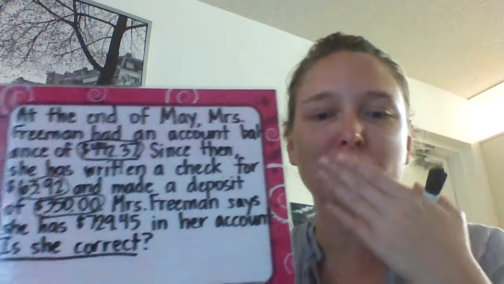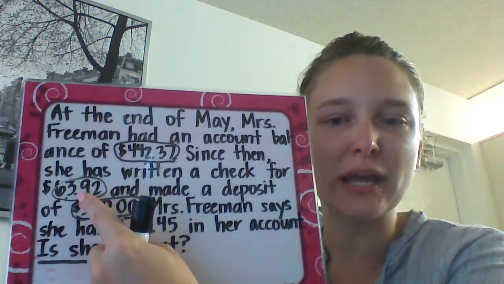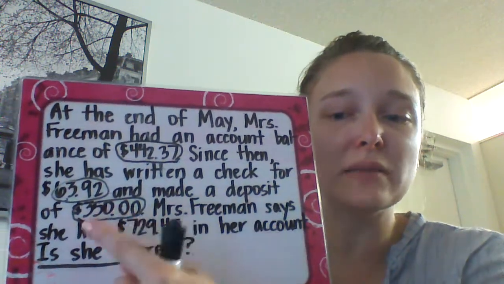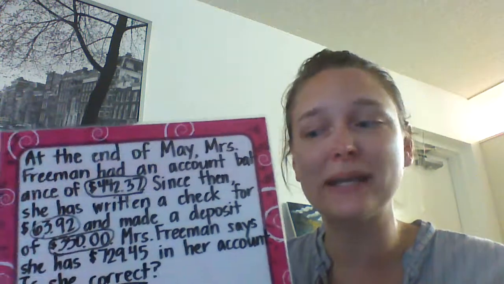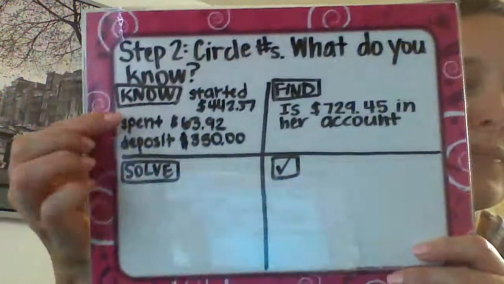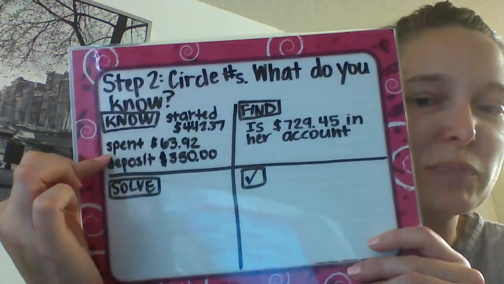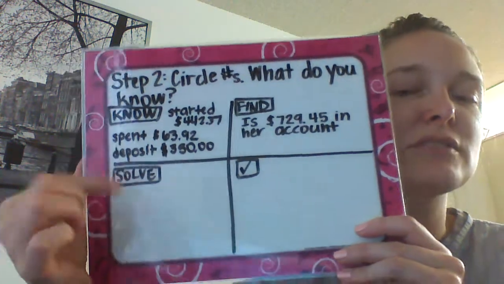Since then, it says after, she spent money by writing a check and paying a bill, and then she's also deposited money. When you deposit money, you put money into the bank, so you're adding money in. So we know that she started with $442.37, that she spent $63.92, and she deposited $350. So now we need to solve.